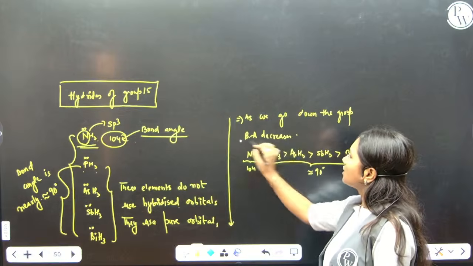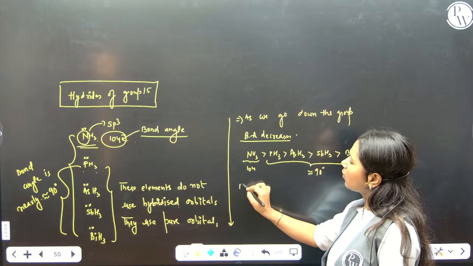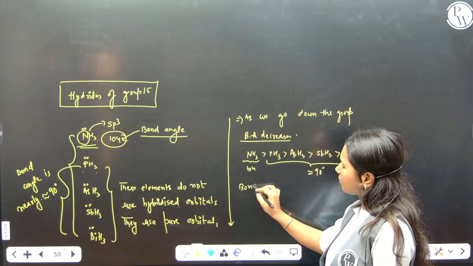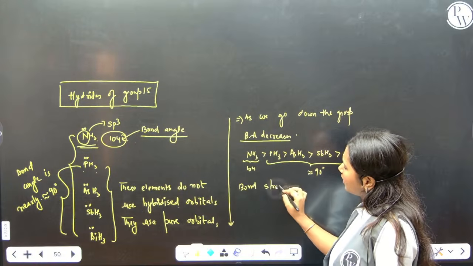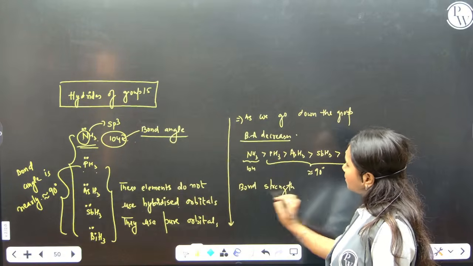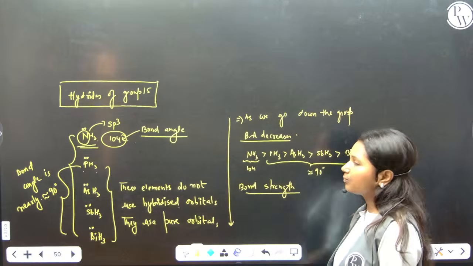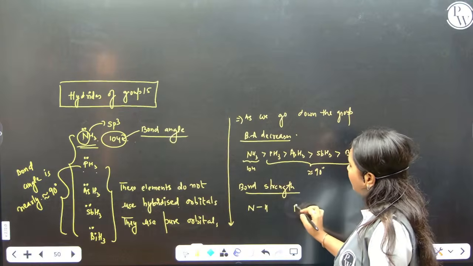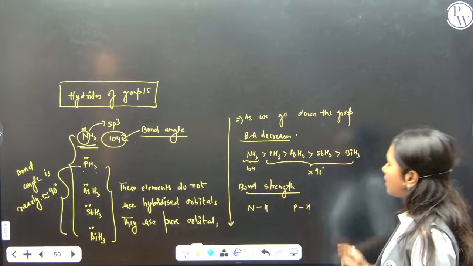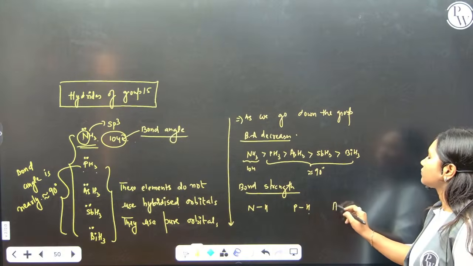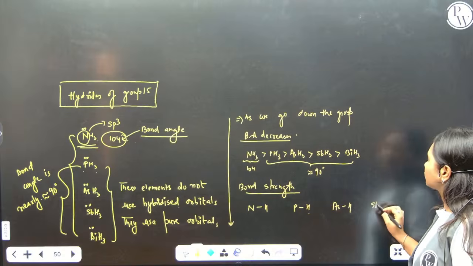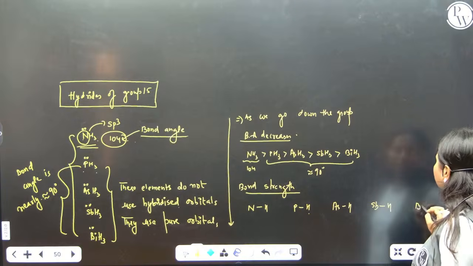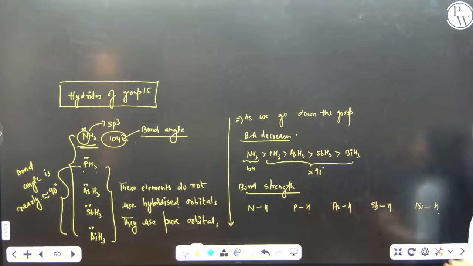Now let's talk about bond strength, right? N and H, P and H. Nitrogen, phosphorus. Fine.